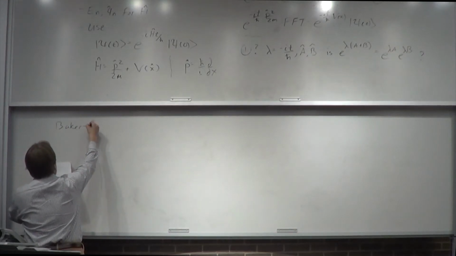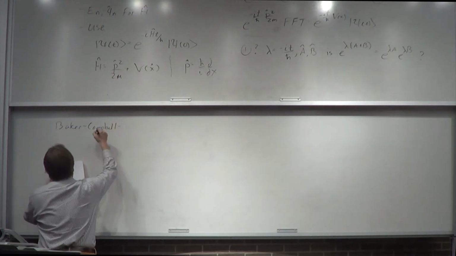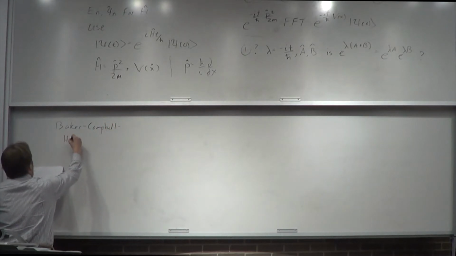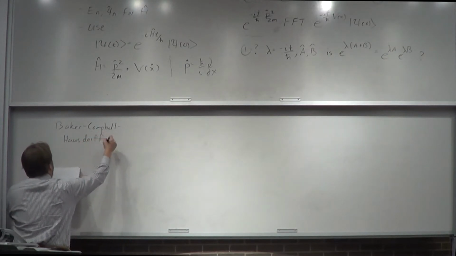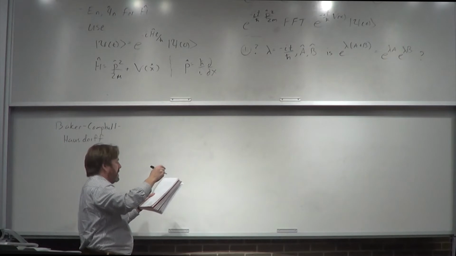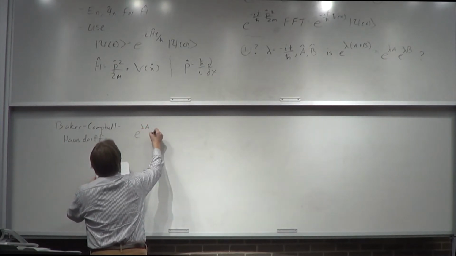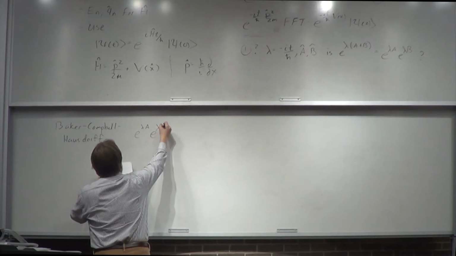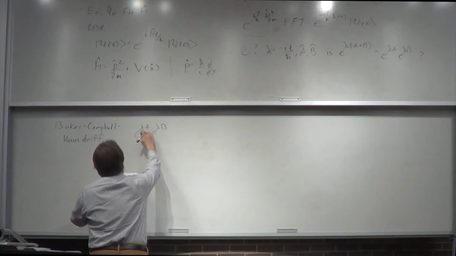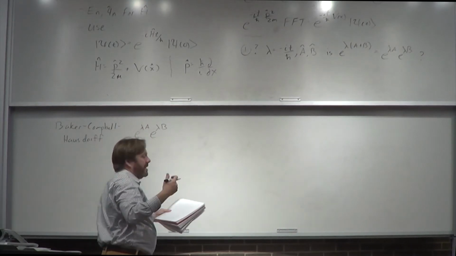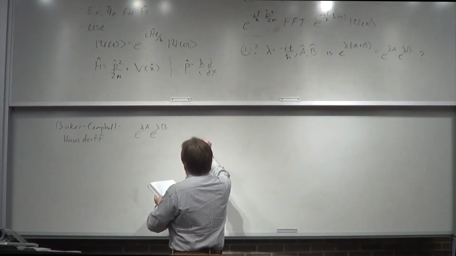Baker, Campbell, Hausdorff. Oh, there's two F's. So this is the Baker-Campbell-Hausdorff formula, and it works like this. E to the lambda. Where this comes about is that these people were matrix math people, but operators can be put into matrix form. So anyway, that's what they were thinking of when they did all this.